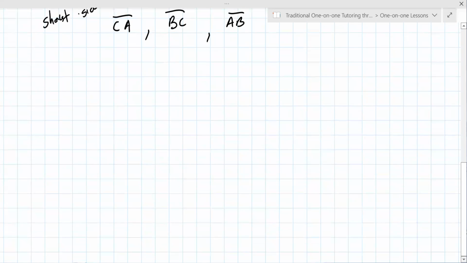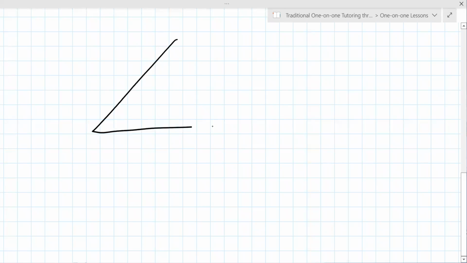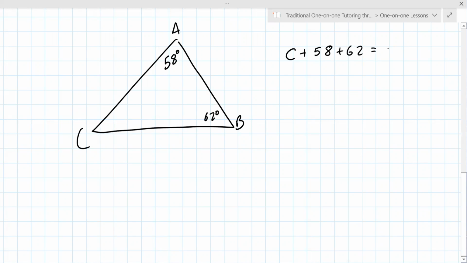Okay. All right, so here's a new triangle. A, B, C, 58 degrees, 62 degrees. You first need to find the measure of angle C. Got it. So it's just like the last problem. You're going to find the measure of angle C. C plus 58 plus 62 equals 180.